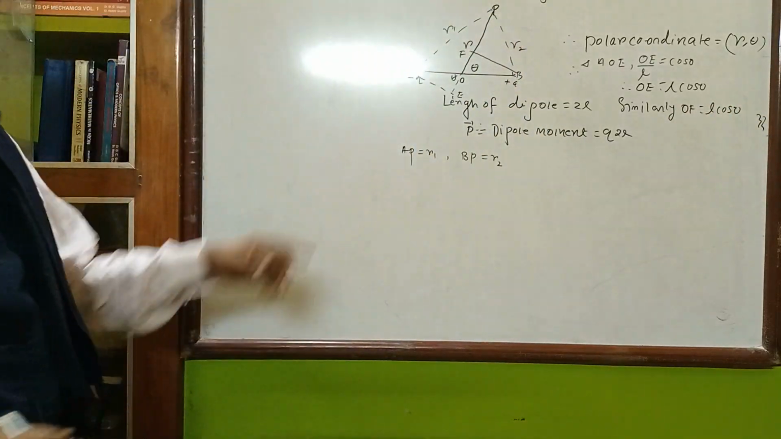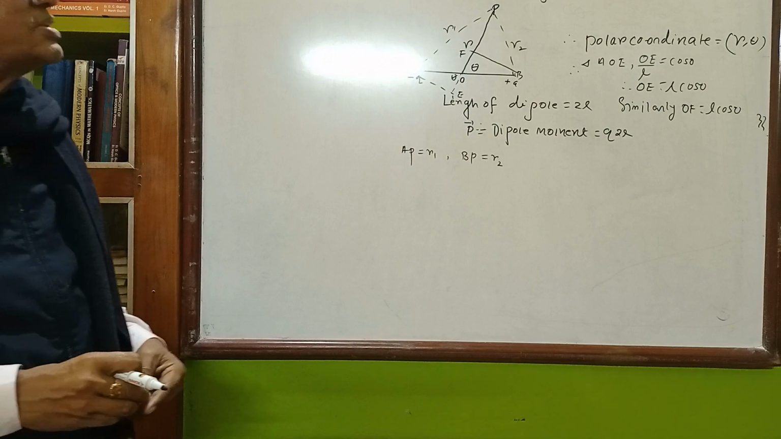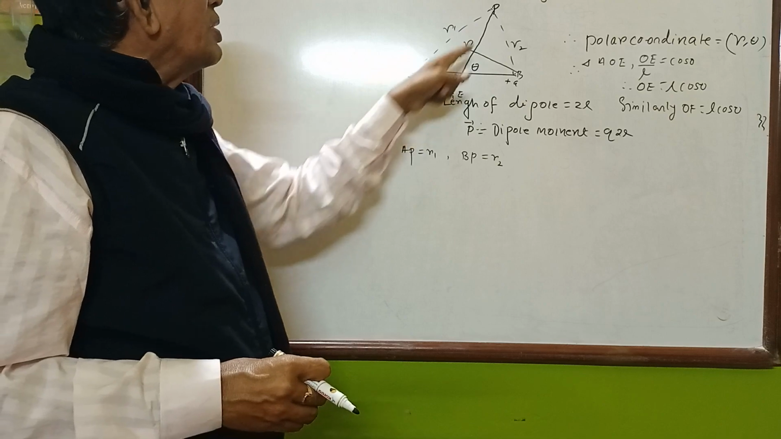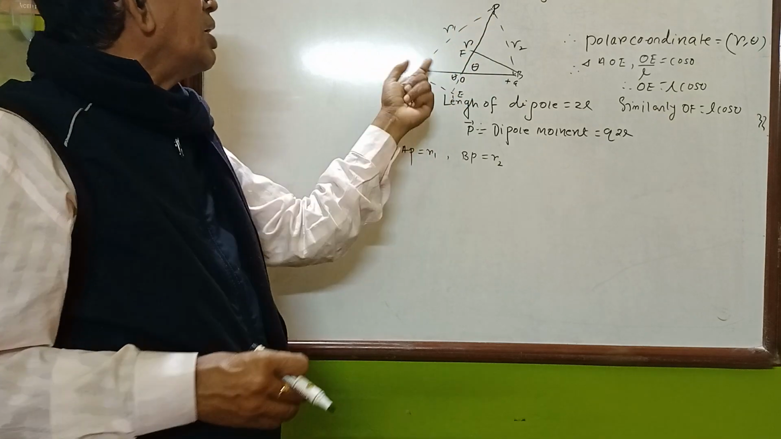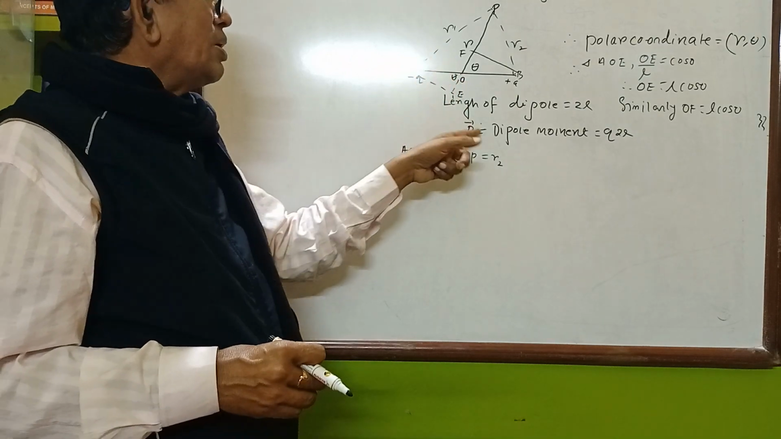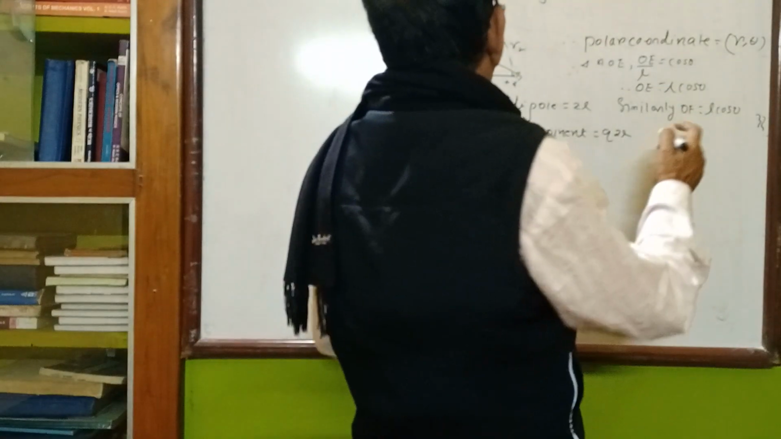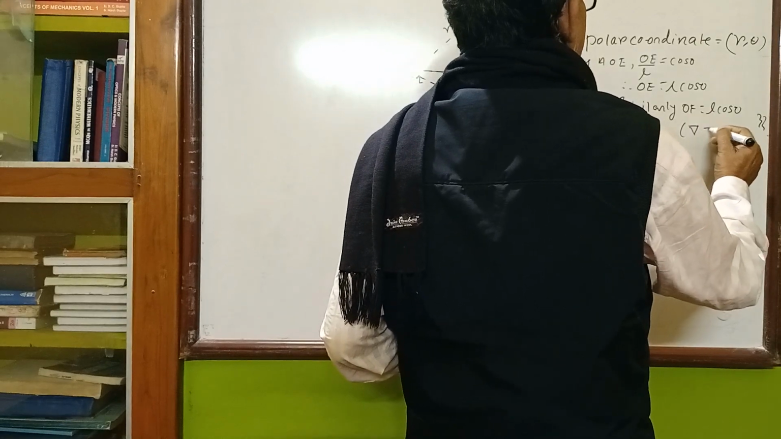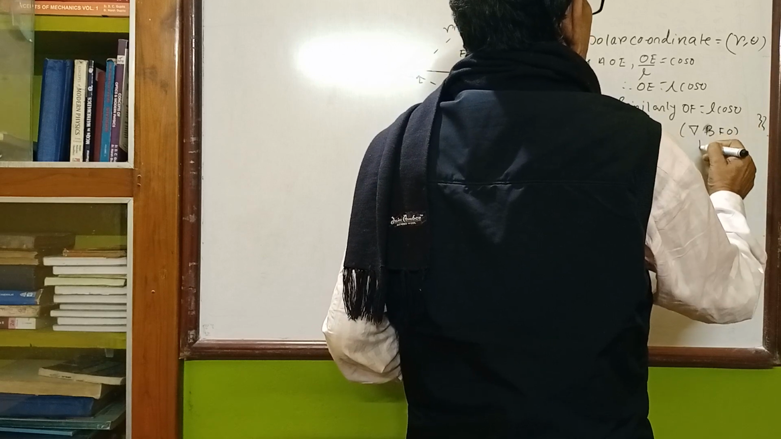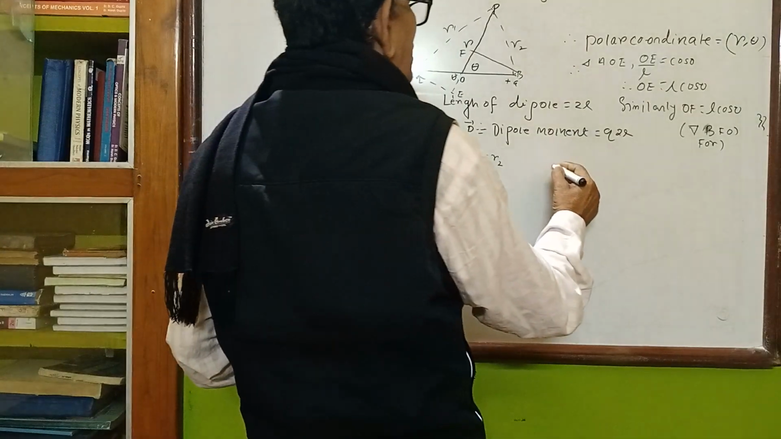So first again I am telling, P is the point whose polar coordinate is r, theta. Now the length of the dipole is 2L. You draw a perpendicular from A on the extended PO at the point E. Now from this triangle, OE by AO, you are getting OE equal to L cos theta. Similarly, OF for triangle BFO.